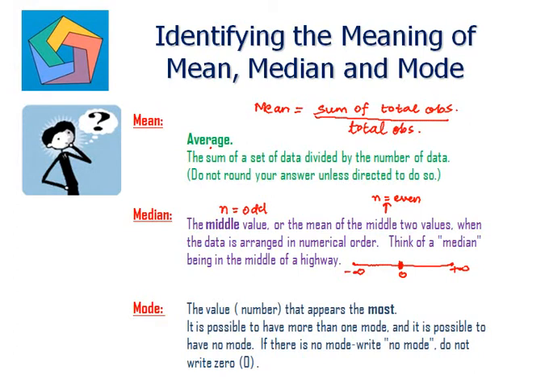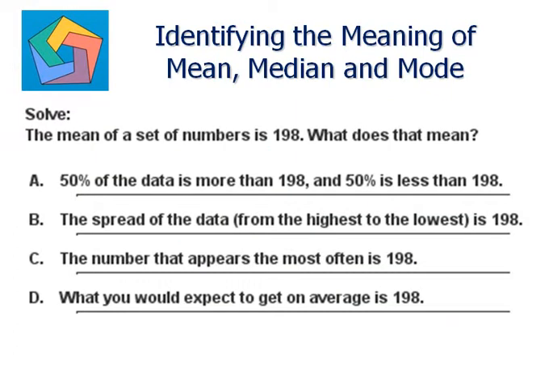So, let's look at the problems now. Solve. The mean of a set of numbers is 198. What does that mean? Now, mean as we discussed is given by the sum of observations of the given data set divided by the total number of observations of that given data set. So let's look at the answer options. A, 50% of the data is more than 198 and 50% is less than 198. No, we cannot say this by the definition of mean.